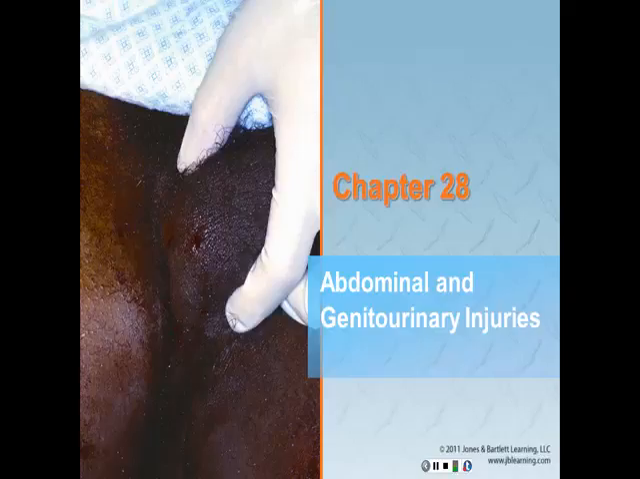Good morning and welcome to the lecture on Abdominal and Genitourinary Injuries, Chapter 28 in your text. After you complete this chapter and all related coursework, you will understand how to manage a patient with abdominal and genitourinary trauma. You will learn how to recognize life threats associated with these injuries and the need for immediate intervention. The curriculum includes detailed anatomy and physiology of the abdominal and genitourinary systems, as well as the pathophysiology, complications, assessment, and management of abdominal and genitourinary injuries.